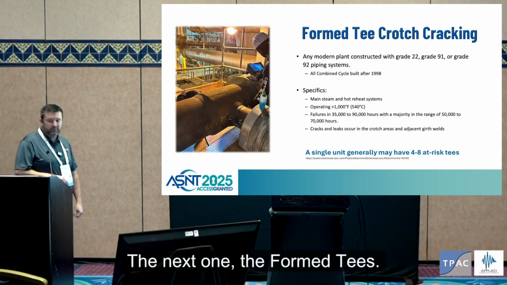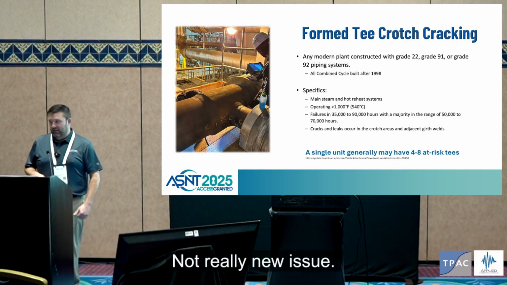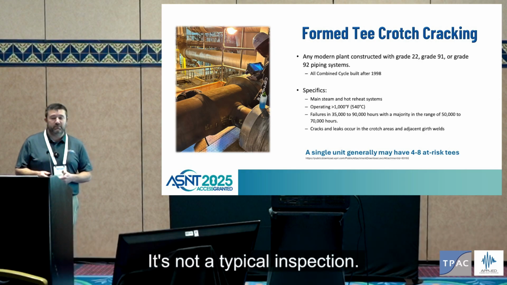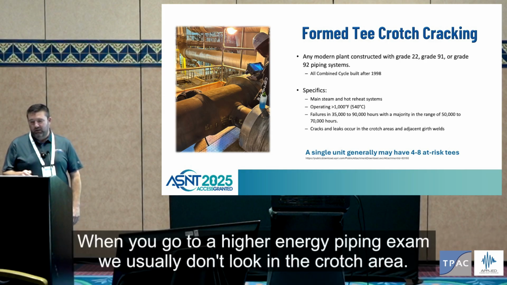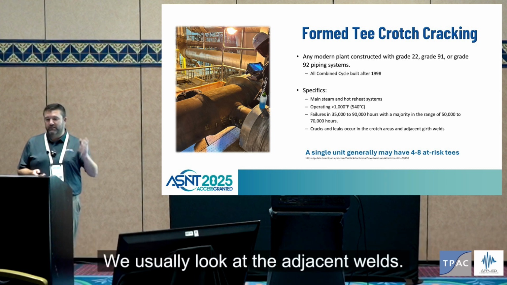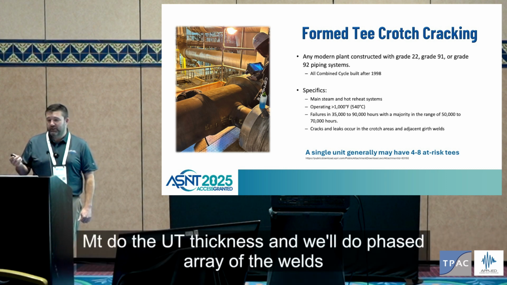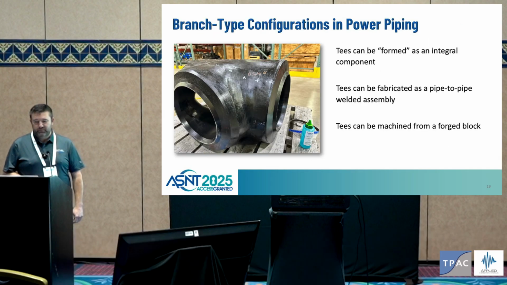The next one, the Form Ts. So the Form T crotch cracking is a relatively new issue. Not really a new issue, it's new to the NDT world for us. It's not a typical inspection when you go to a high energy piping exam. We usually don't look in the crotch area. We usually look at the adjacent welds, MT, do the UT thickness, and we'll do phased array of the welds, but not the crotch area.